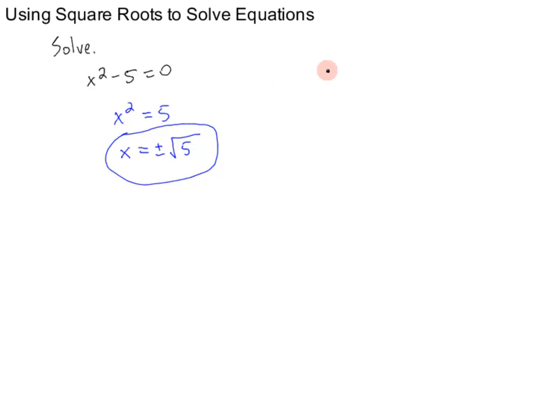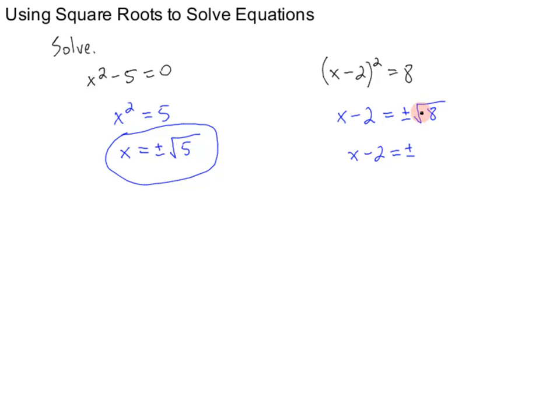Another nice thing is if you have something like x minus 2 squared equals 8, for example, notice that everything with x is being squared and the other side is just a number. That's when you want to take the square root of both sides. Taking the square root of the left side gives you x minus 2. Taking the square root of the right side gives you plus or minus the square root of 8. So you've got x minus 2. Now you need to simplify the square root of 8.